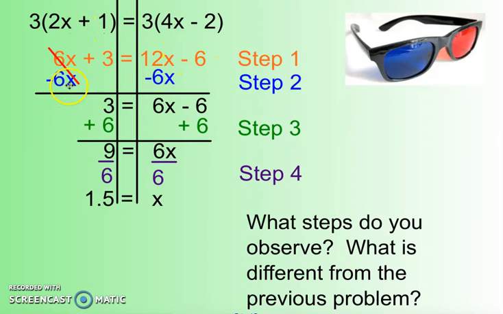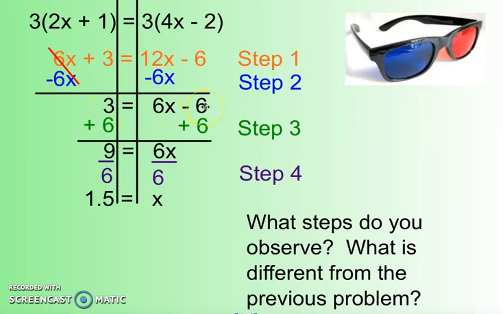And so we always take the one that's smaller. So 6 is smaller than 12, so we subtract 6 because this is a positive 6. So we're doing the inverse. We're doing the opposite of it. So 6 minus 6 is 0. It disappears. Then we need to do the same thing on the other side because we've got to keep our equation balanced. So 12 minus 6 is 6x.